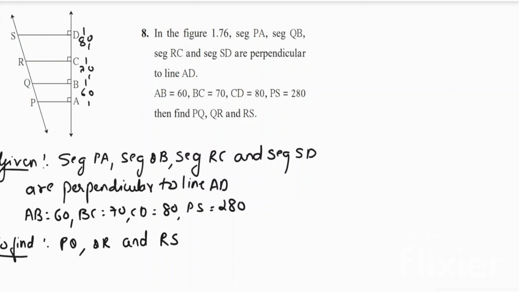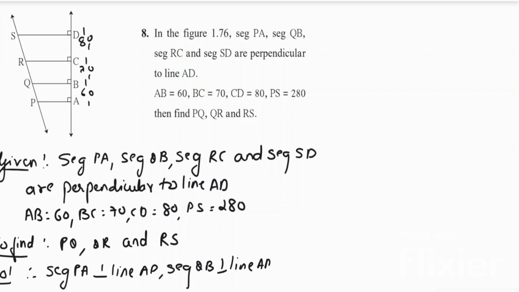Now solution or proof. First of all, in the question it is given seg PA is perpendicular to line AD. Next, seg QB is perpendicular to line AD. Seg RC is perpendicular to line AD. Also seg SD is perpendicular to line AD.